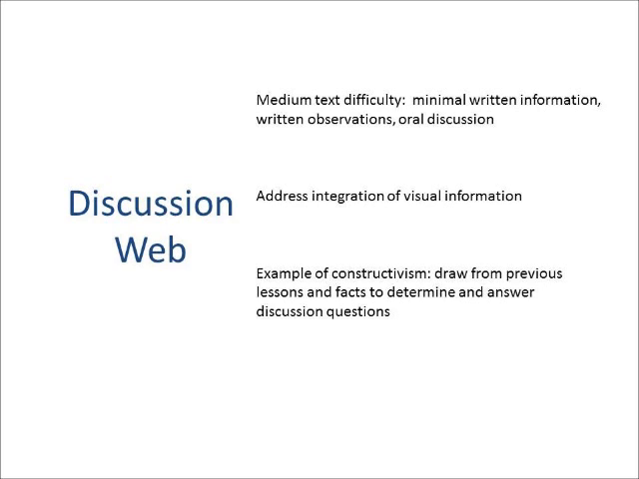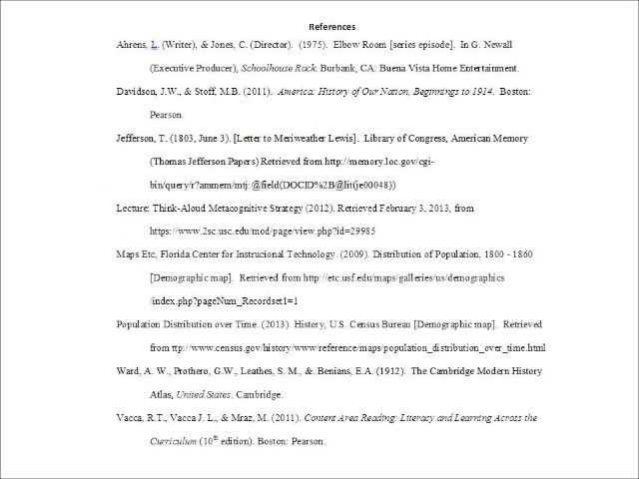You can see here that this text has medium difficulty because there's little written information, but it does require students to write and then to present orally. And then we want students to be able to integrate different kinds of information. And this is an example of constructivism as they draw from previous resources and elements of the lesson.